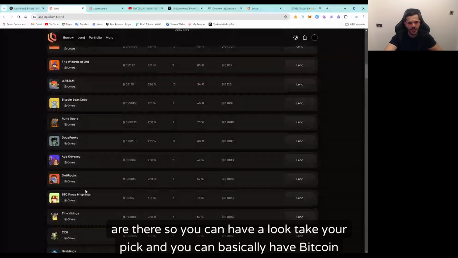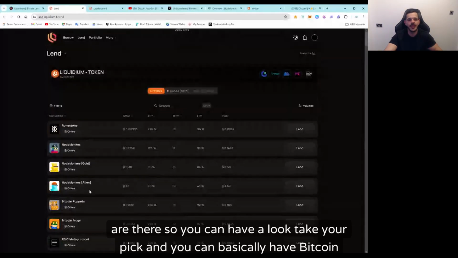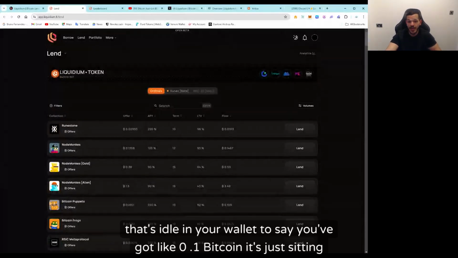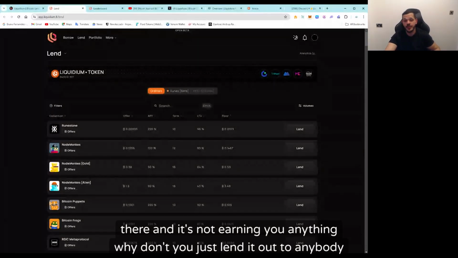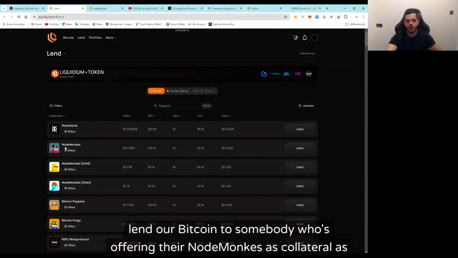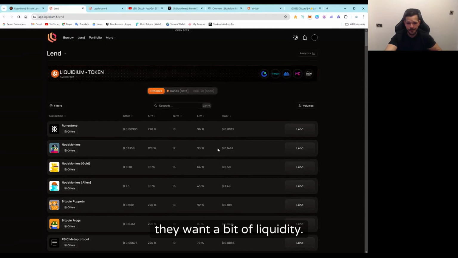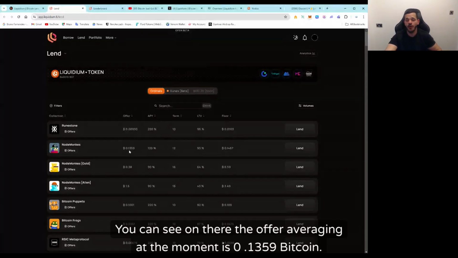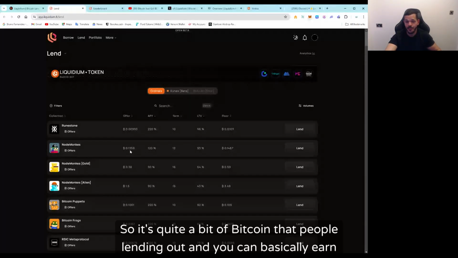So you can have a look, take your pick, and you can basically have Bitcoin that's idle in your wallet. Say you've got 0.1 Bitcoin, it's just sitting there and it's not earning you anything. Why don't you just lend it out to anybody that's using these ordinals as collateral? So let's say, for example, we lend our Bitcoin to somebody who's offering their Node Monkeys as collateral, as they want a bit of liquidity. You can see on there, the offer averaging at the moment is 0.1359 Bitcoin. So it's quite a bit of Bitcoin that people are lending out.